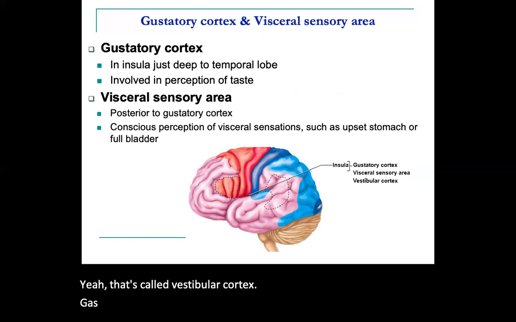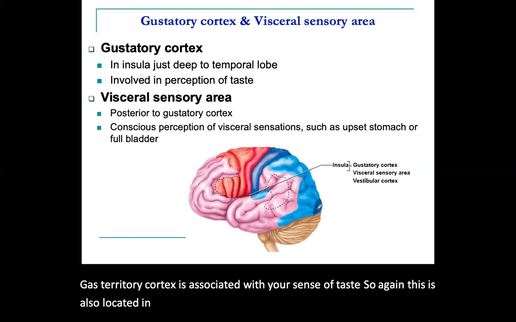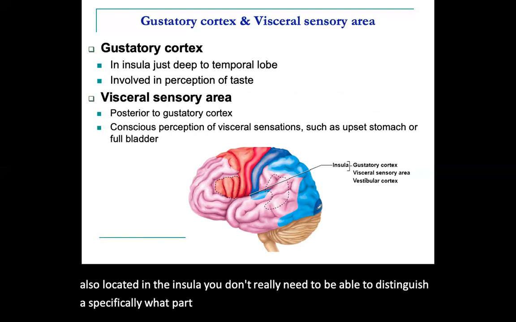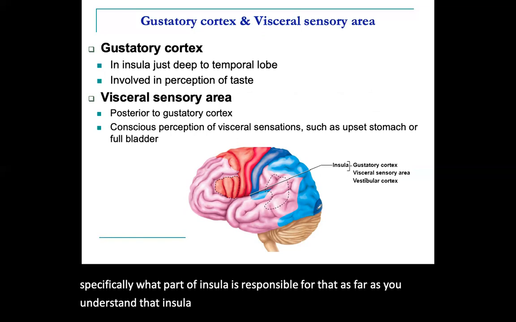Gustatory cortex is associated with your sense of taste. So again, this is also located in the insula. You don't really need to be able to distinguish specifically what part of the insula is responsible for that, as far as you understand that the insula is involved in your sense of taste.